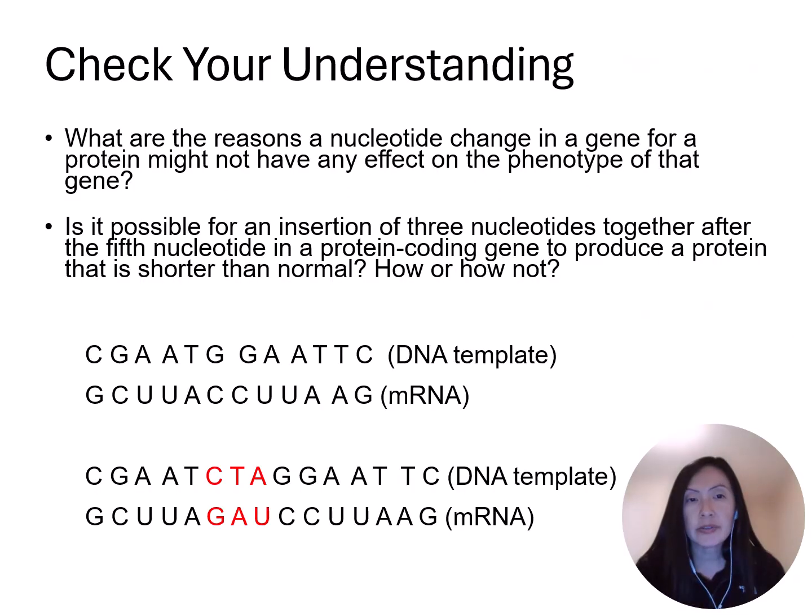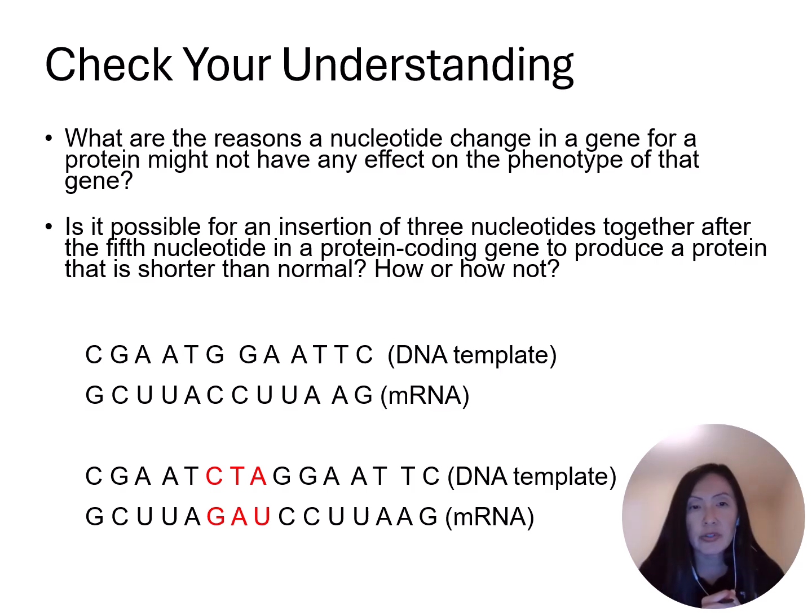Our next checkpoint asks, what are the reasons a nucleotide change in a gene for a protein might not have any effect on the phenotype? So this could be a silent mutation where the altered codon still codes for the same amino acid, and that would be due to that degeneracy of the genetic code, where more than one codon can be encoding a single amino acid. Or the amino acid change might not affect the protein function if it occurs in a non-critical region of the protein. Alternatively, the new amino acid could have similar chemical properties as the previous or normal amino acid.